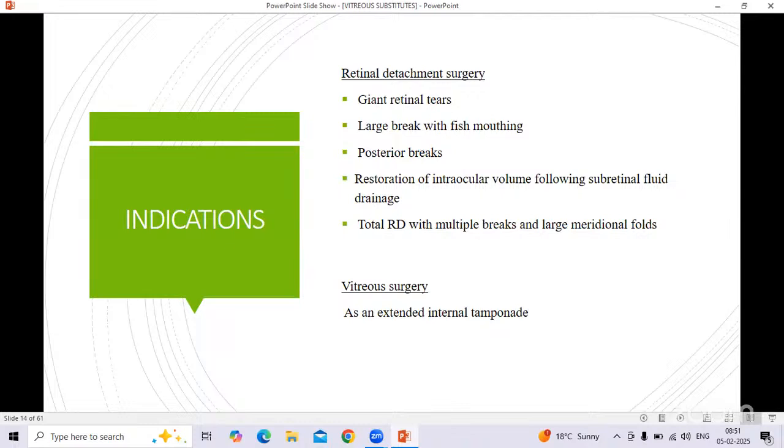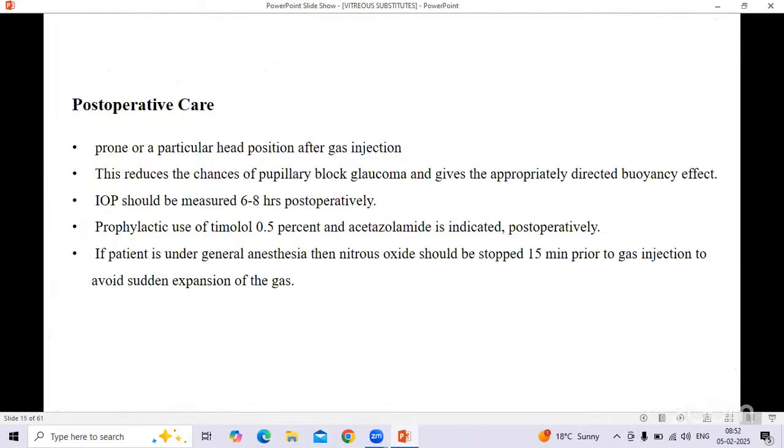So gases are used for retinal detachment surgeries and vitreous surgeries. In retinal detachment surgeries, they can be used in giant retinal tears, large breaks with fish mouthing, posterior breaks, restoration of intraocular volume following subretinal fluid drainage, total RD with multiple breaks and large meridional folds. And in vitreous surgeries, they are used as extended internal tamponades.